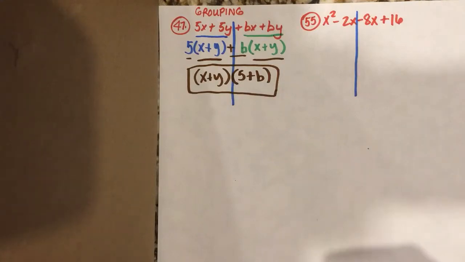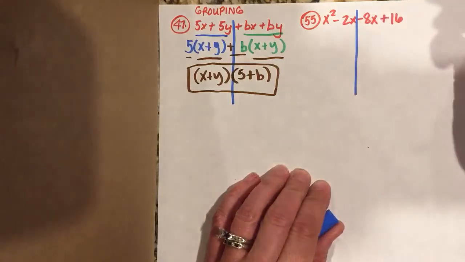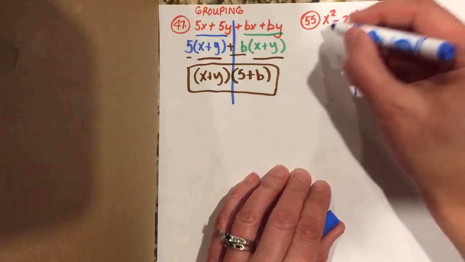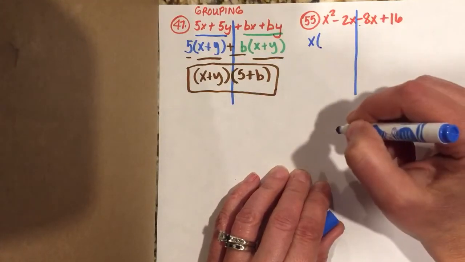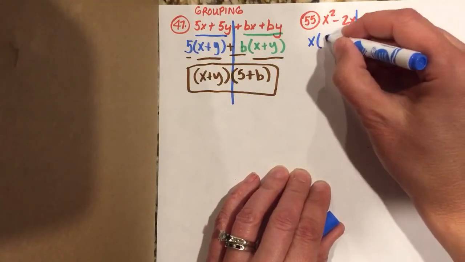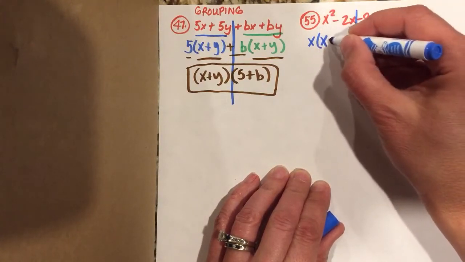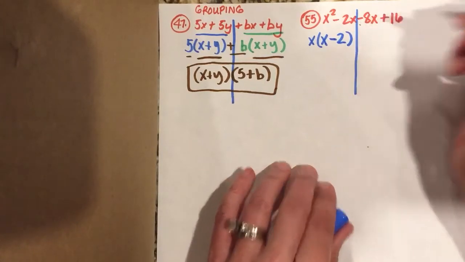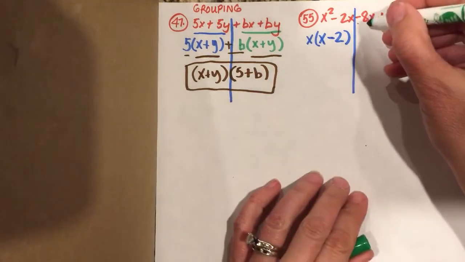The first thing I'm going to do is look at my first two terms, and decide, is there a greatest common factor between x squared and 2x? In this case, yes, and that is x. When I divide the x out, that leaves me with x from the x squared, minus 2. So I've factored what I needed from that group. Let's go to my other group.